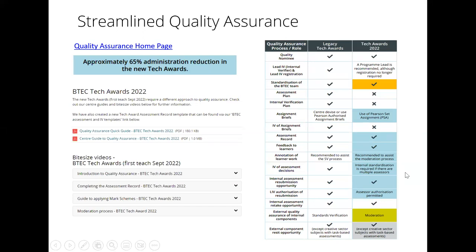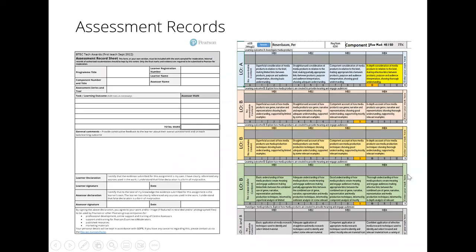But there is a QA page, quality assurance page, sorry, which explains a lot more of this, and I will make sure that link is sent out to you. We now have new assessment records. The way this works is the admin, you kind of need to fill in our mark sheet, rank order, and an assessment record sheet.